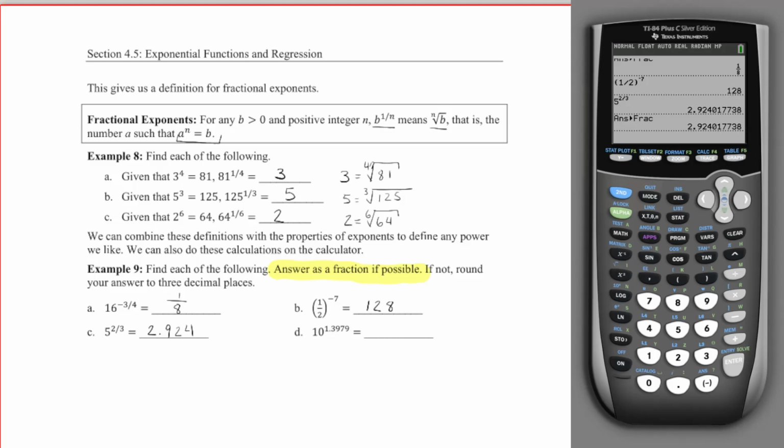Let's see. This seems weird. 10 to the power, where did this decimal come from? 1.3979. To 3 decimal places, oh, that's really close to exactly 25, right? To 3 decimal places, we get 24.998. Wow. I wonder how I came up with that weird decimal. But when we take 10 to that power, we get a number that's really, really close to 25. We'll see that in 4.6. We'll see how I came up with that number.